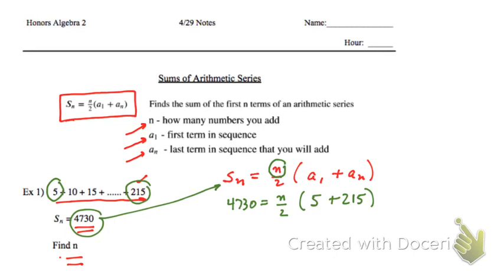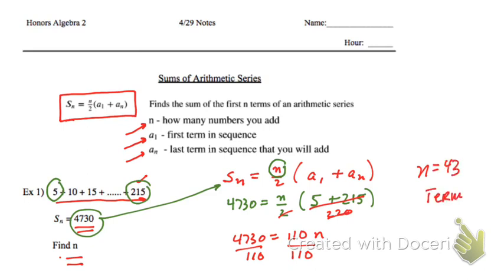First off, in my parentheses, 5 plus 215 is 220. And I can divide that by 2 and I get 110. So we can simplify this pretty quickly down to 4,730 equals 110 times n. Dividing by 110 tells me n equals 43. And what does that mean? We added up 43 terms, or we added up 43 different numbers, and we got a grand total on this one of 4,730.